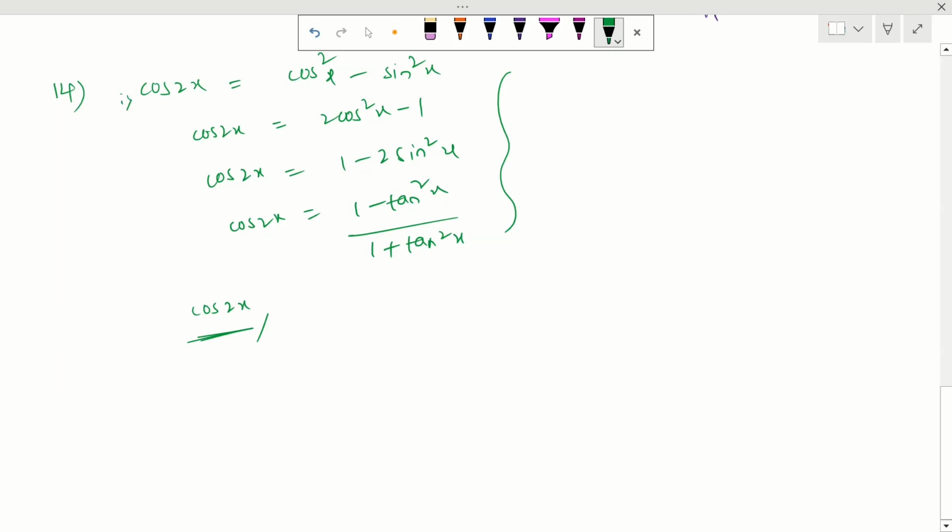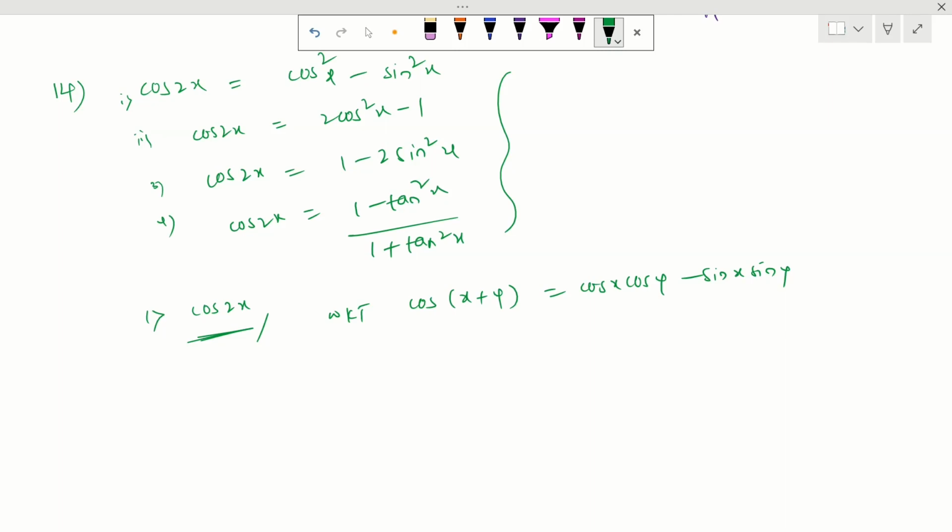Okay, this is the first one, second one among the 14. This is the third one, fourth one. The first one I am proving: cos 2x is equal to, we know that cos of x plus y is cos x cos y minus sin x sin y. This formula we know.